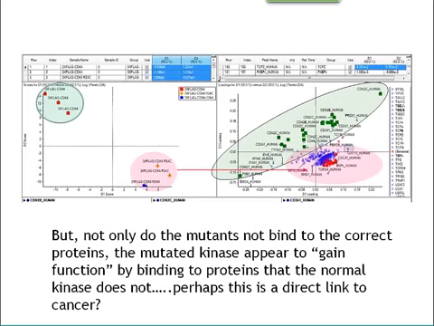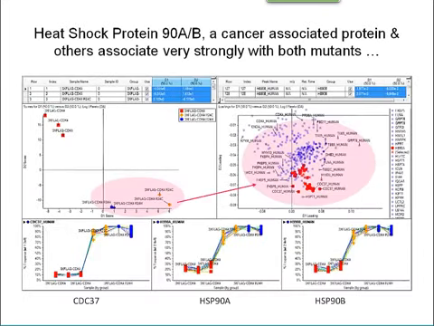Because if this mutation causes this kinase to stop interacting with its normal proteins, that's loss of function, and that can be very bad. But what looks to be happening here is it's also picking up other partners it shouldn't. And this might be called gain of function. So perhaps this is the direct link to the cancer.